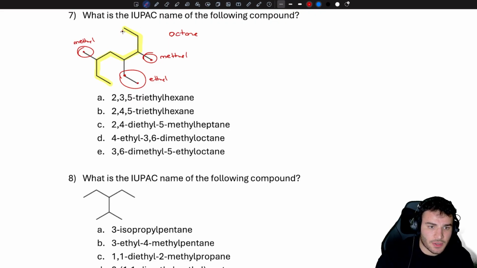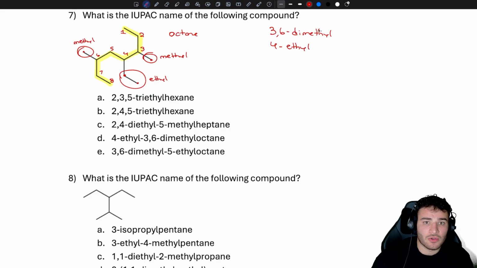So now we know we have to start here. 1, 2, 3, 4, 5, 6. Oops, I missed the number. 1, 2, 3, 4, 5, 6, 7, and 8. And so our substituents would be on the 3 and the 6th position. We have 2 methyls, and so it ends up being 3,6-dimethyl. And on the 4th position, we have just a singular ethyl.